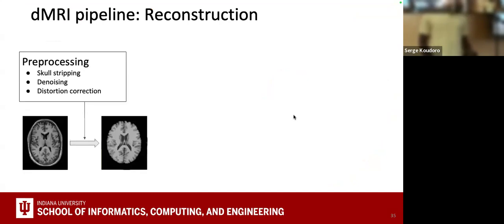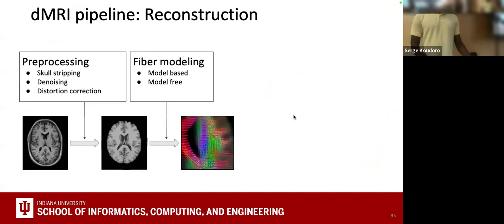Okay, so we tackle this huge topic of preprocessing. Let's go to reconstruction. So reconstruction now, the goal is to start to modelize the fiber of the brain. And we want to know what is the water movement of the brain and understand the physics actually of the MRI scanner.